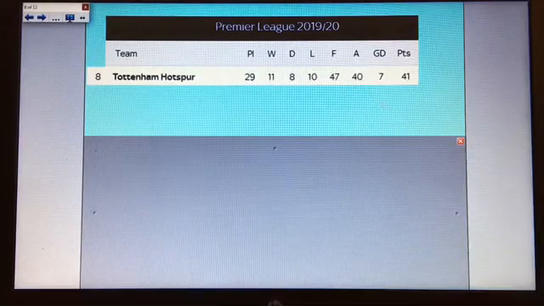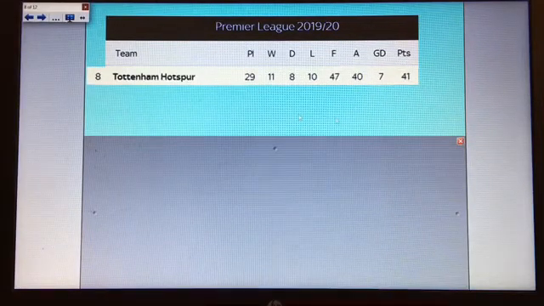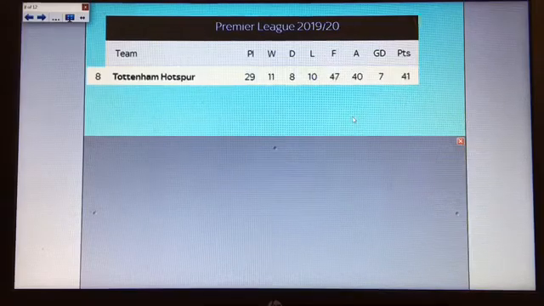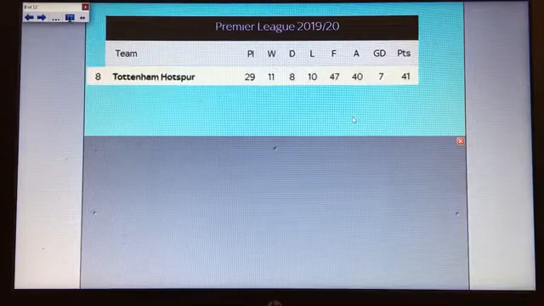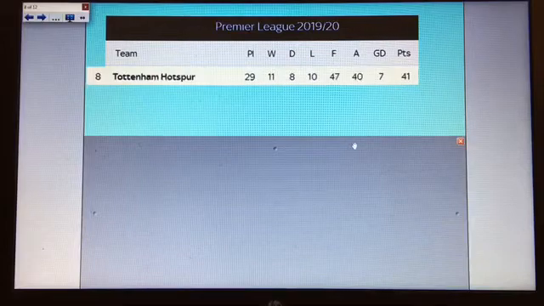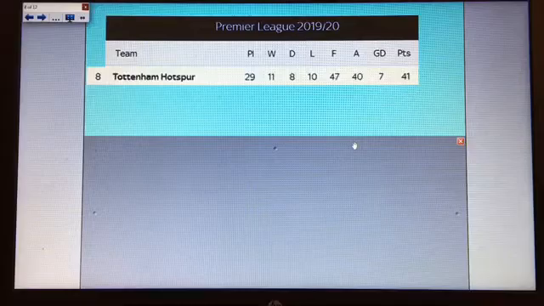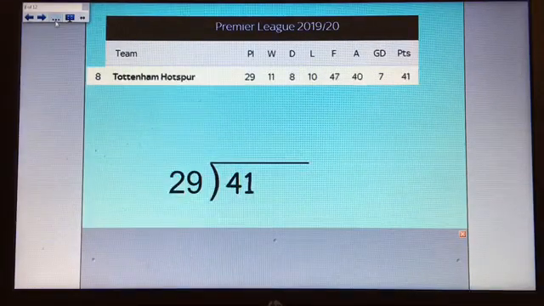So let me explain a little bit more. I've gone to Tottenham here, who have got 41 points so far this season, and that's in 29 matches. So I want to find out how many points they would get on average in one match. So I'm going to get my 41 points and I'm going to divide it by 29 to work out how many points they would get in one match on average.